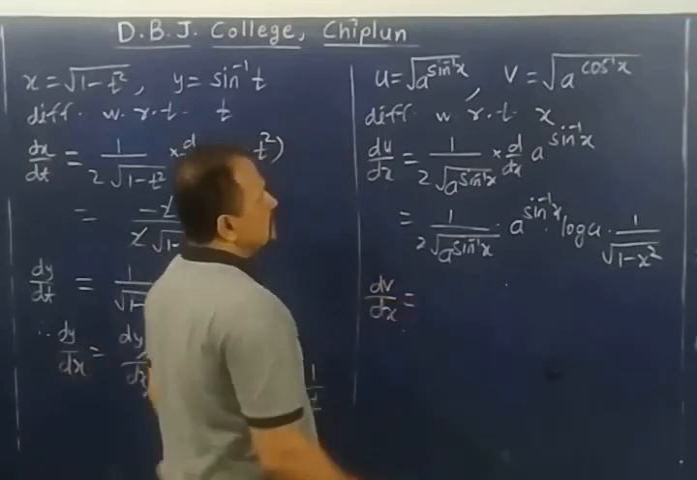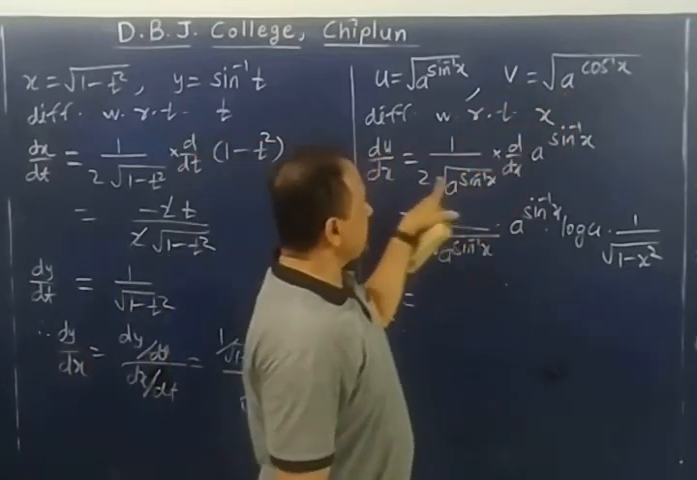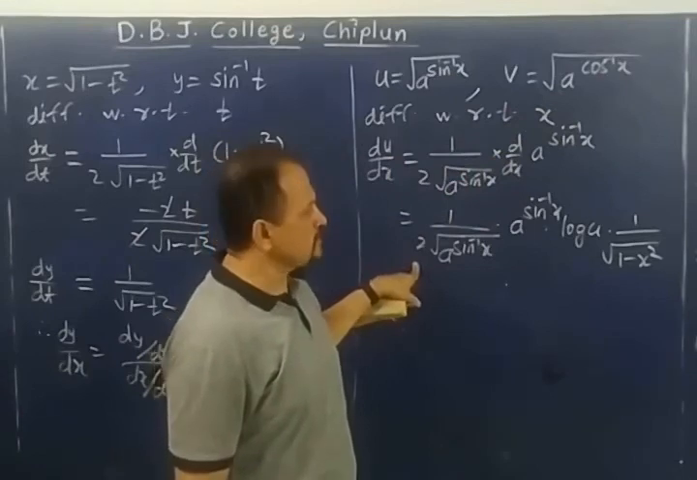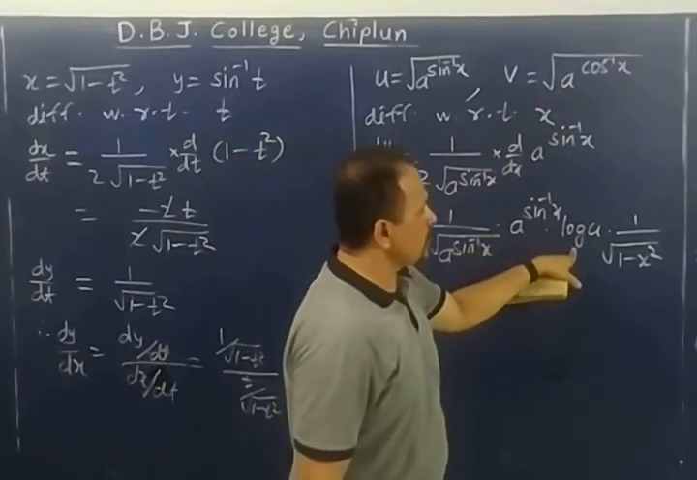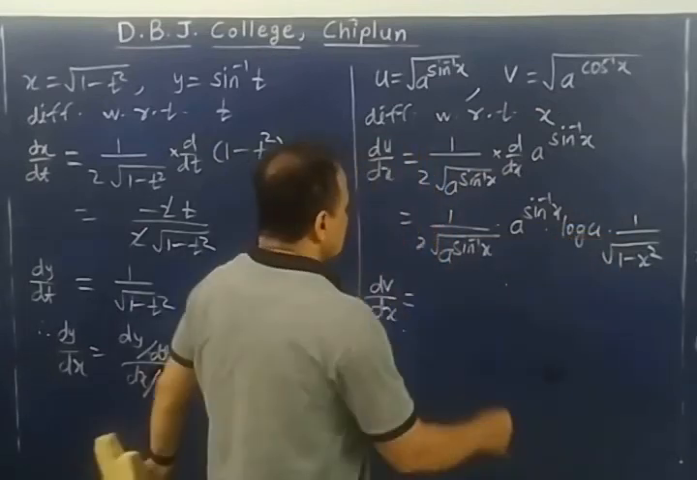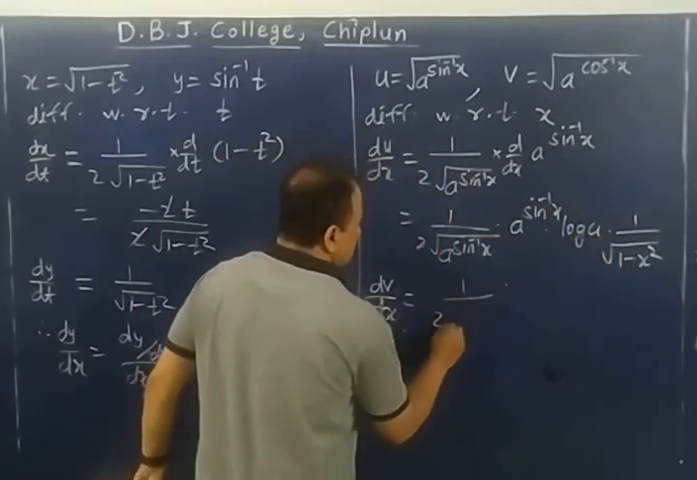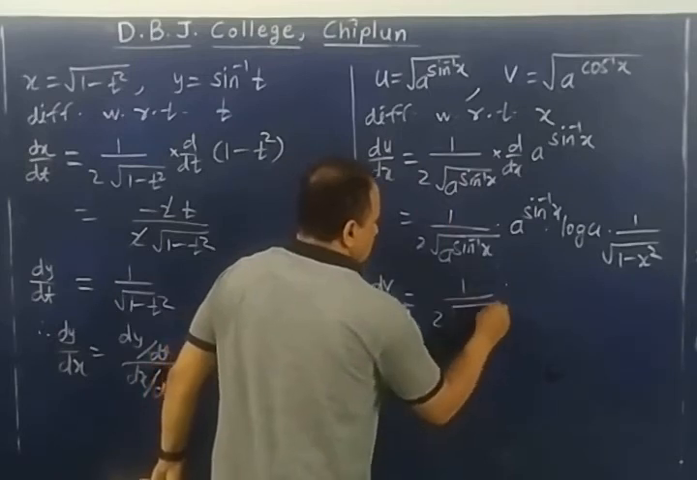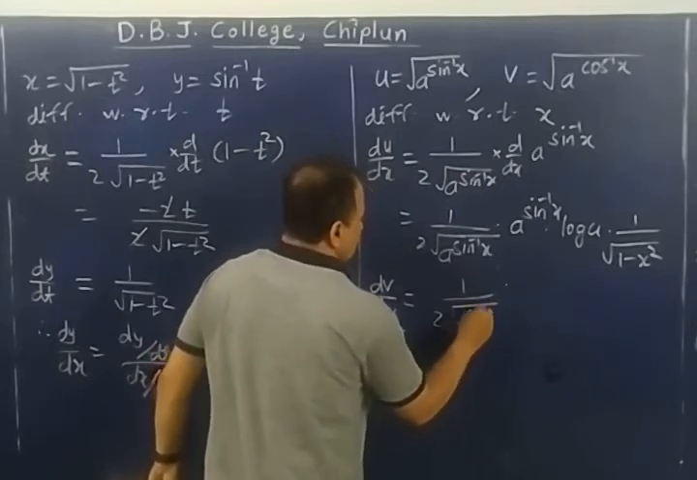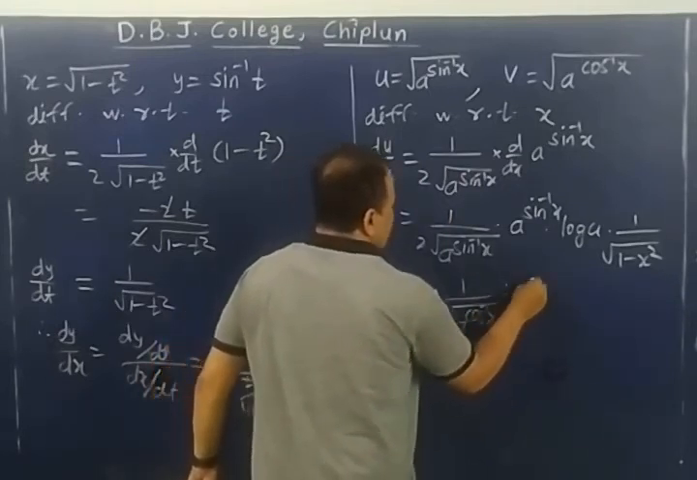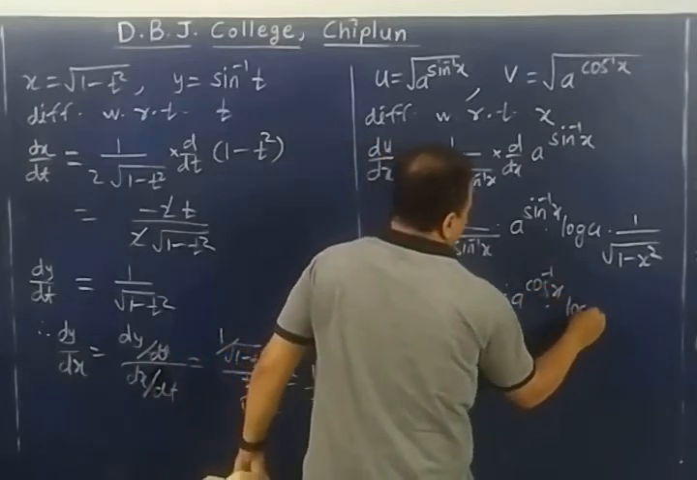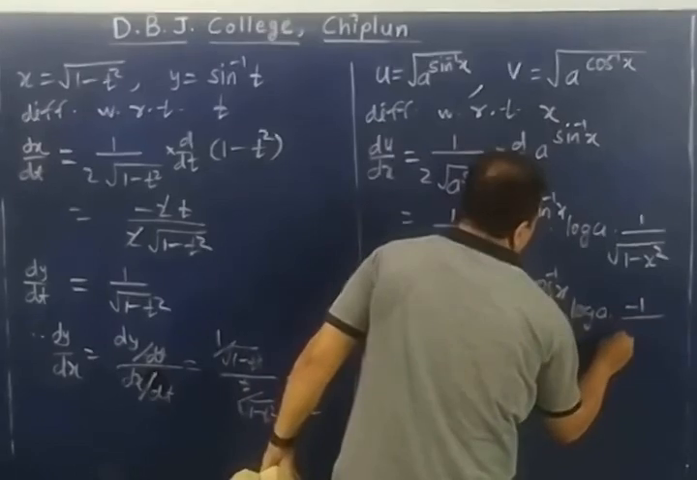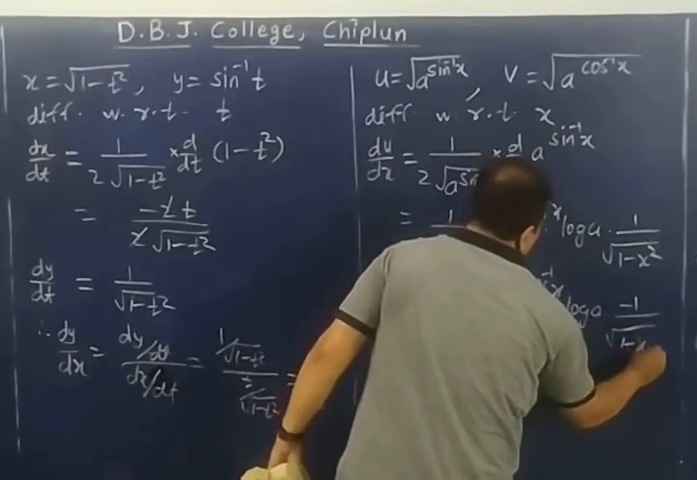dv by dx, derivative of square root bracket 1 upon 2 root bracket, then derivative of a raised to bracket is log a into derivative of bracket. So on the same lines, dv by dx is 1 upon 2 under root a raised to cos inverse x into a raised to cos inverse x into log a into minus 1 upon under root 1 minus x square.